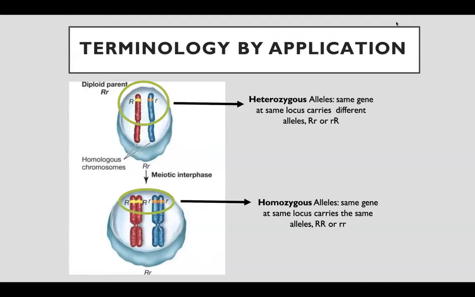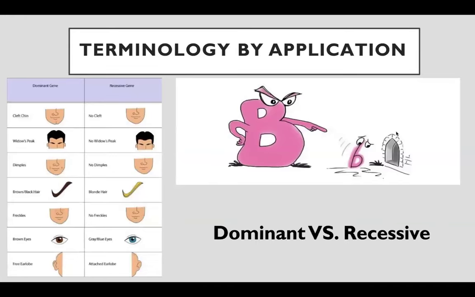And then there are also homozygous alleles. Homozygous alleles are when you carry the same alleles. So you either have two dominant alleles or two recessive alleles. So heterozygous, one of each, and then homozygous dominant is two dominant, homozygous recessive is two recessive alleles. So as mentioned here, there are certain traits that are dominant, such as a cleft chin, dimples, brown, black hair, and certain traits that are recessive. So you need both alleles to be recessive in order to showcase that trait, such as gray, blue eyes, no freckles, blonde hair, etc.